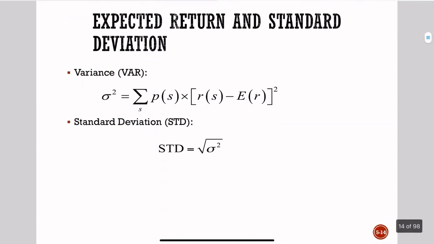Okay, variance. Variance is defined as the squared deviation between return and expected return, and then you weight this squared deviation using probabilities. Standard deviation is defined as the square root of variance. You can see that I go through the definitions quite quickly, because for this level of course, you're supposed to know expected return, variance, and standard deviation.